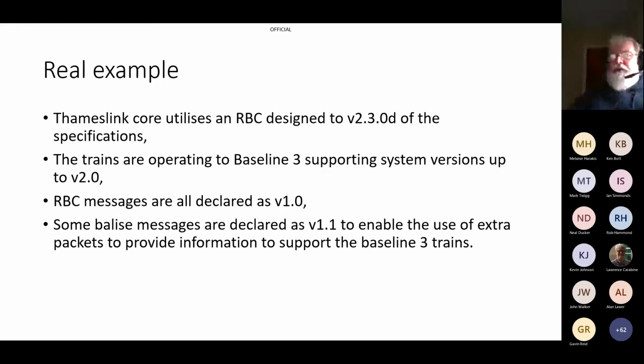So the RBC, because it is a 230D specification, declares that its messages are version 1.0. It will report when a train contacts it. However, some of the Balise messages have version 1.1 in their header, so that we can use extra packets in those Balise groups, which provide extra information which supports the operation of baseline 3 trains. There are features in baseline 3, particularly around the brake model, where extra information enables better operation.